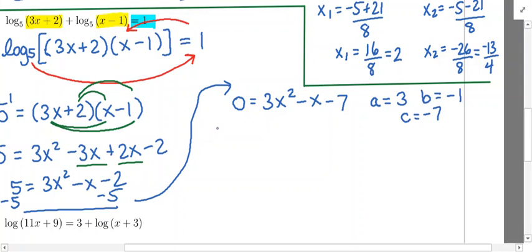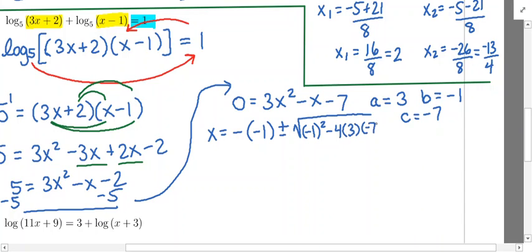Plug all of this information into the quadratic formula. So x is going to be negative b. Be careful here because b is already negative. So you've got negative b, that's going to give you the negative of -1, plus or minus the square root of b squared, so (-1) squared, minus 4 times a times c, all over 2 times a.